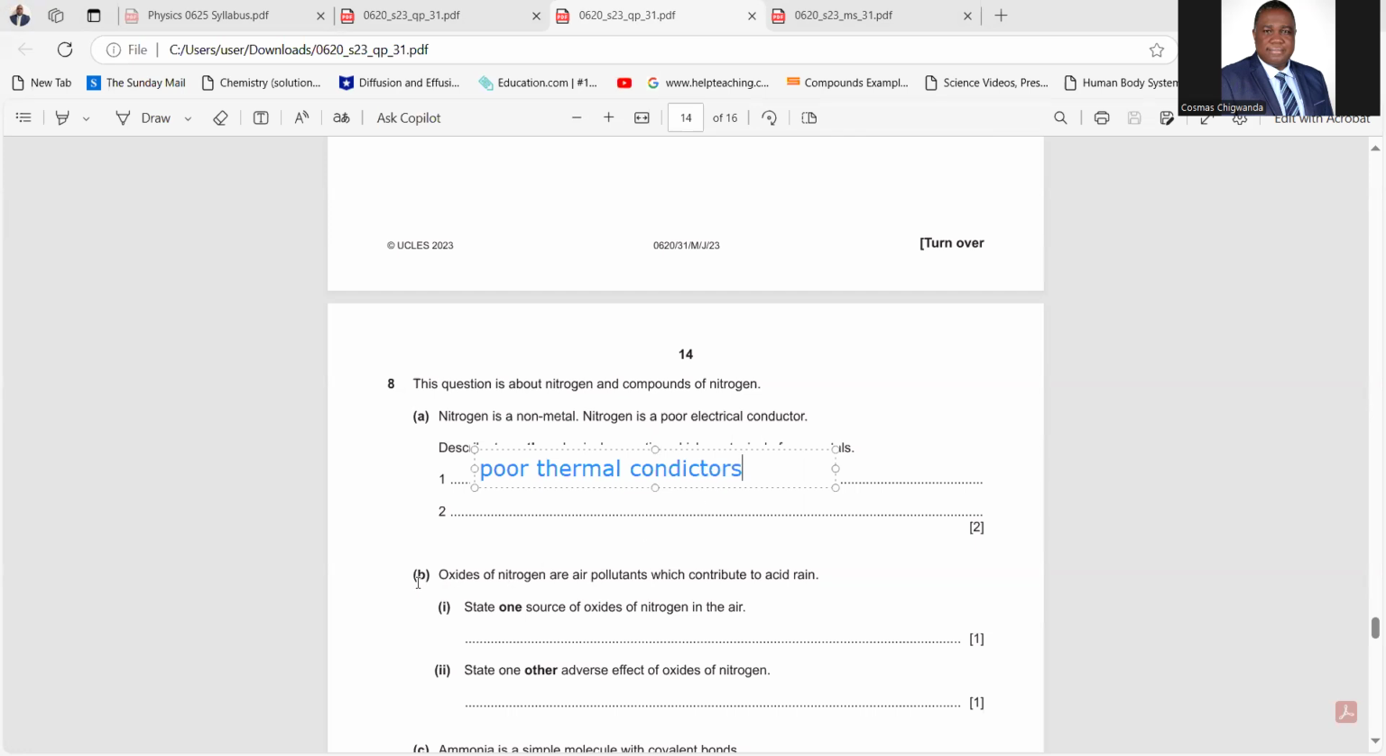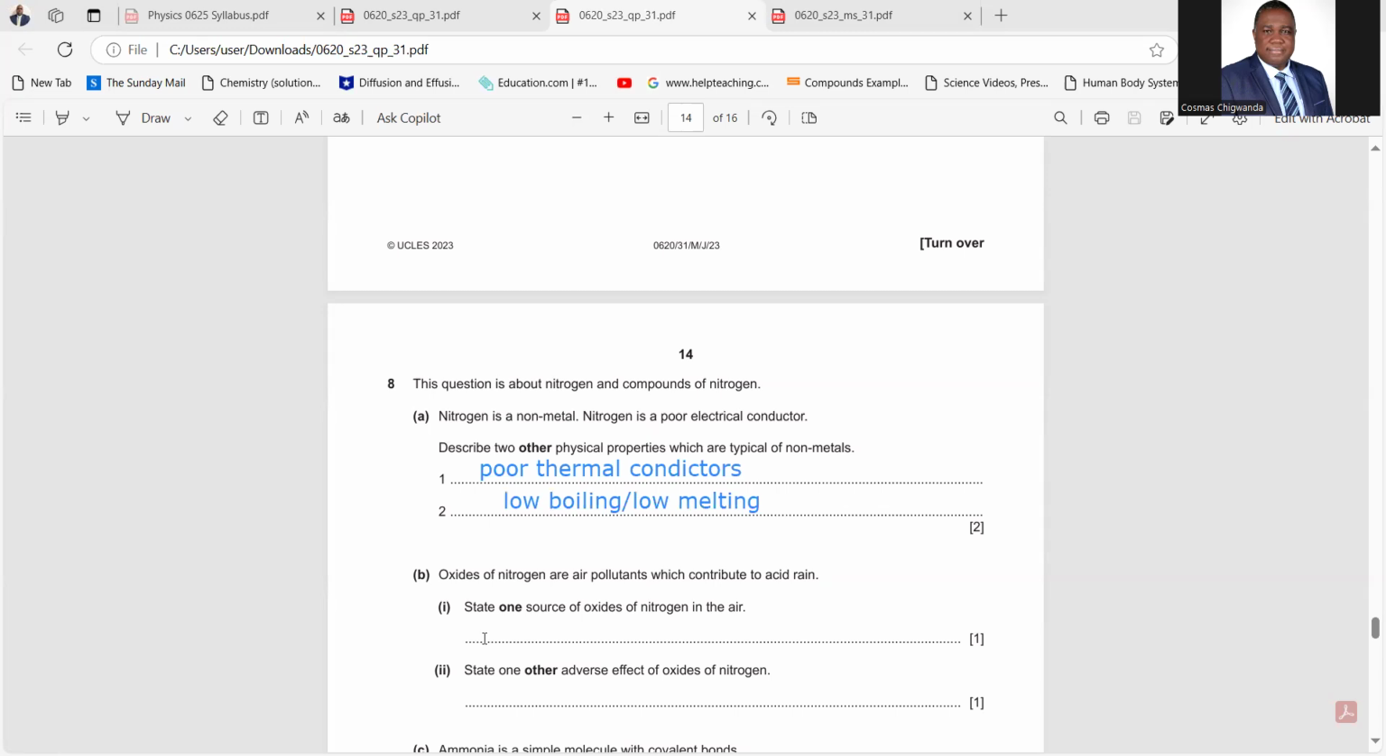You could even say non-metals, as opposed to metals, have low boiling point. You can also say non-metals have low melting point. So all these are properties of non-metals. There are other properties that you can also look at here. We know that metals are ductile, metals are malleable. So non-metals are the opposite. They are not malleable, they are not ductile. So all these are properties that we can list here.